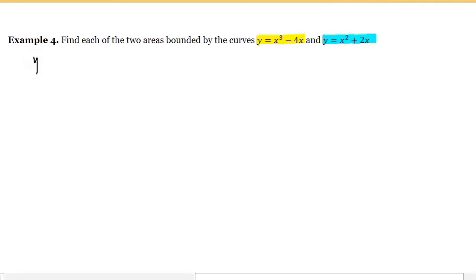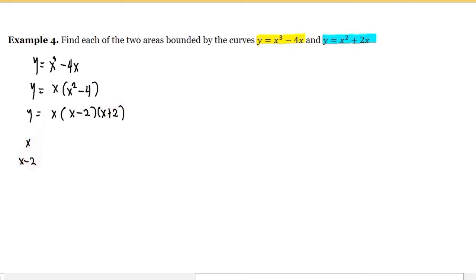For our y is equal to x cubed minus 4x, then we are going to factor this out. That is equal to x, and this is x squared minus 4. And factor out natin further. This is just the difference of two squares, and this is x minus 2 and x plus 2. No? So that would be x, that would be x minus 2, and this is x plus 2. And if we are going to multiply these three factors, we have here our y.